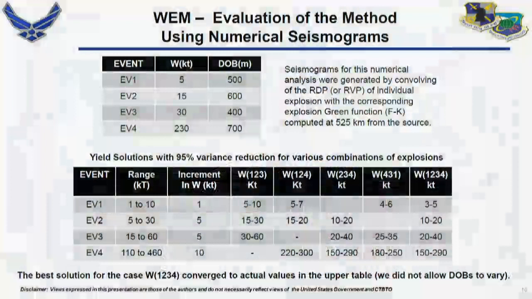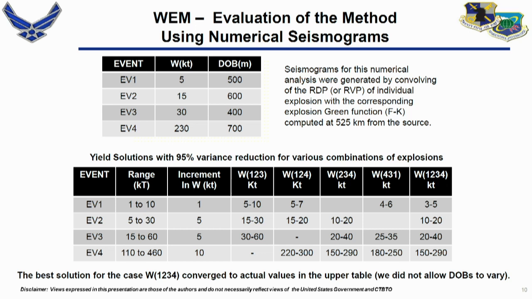Now this is a calculation that I have done. I considered four events. I created them, and put in different yields for those. These are theoretical. Then I put them at different depths and created my synthetics. Then I used the equalization on those, because I know the source time functions, and I try to find out what kind of solution I get.